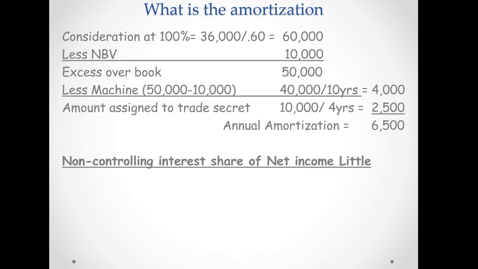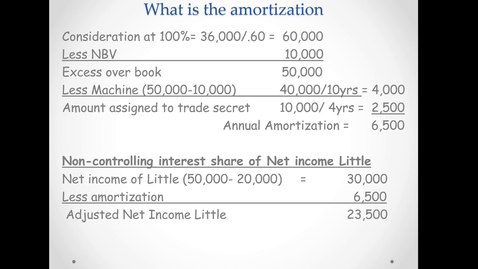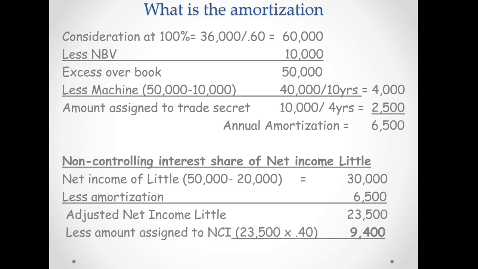Non-controlling interest share of net income, Little. Net income of Little is $30,000, less amortization, gives adjusted net income of Little of $23,500. Less the amount assigned to non-controlling interest, which is $23,500 times 40%, means the amount left for Big in its consolidated financials would be $14,100.